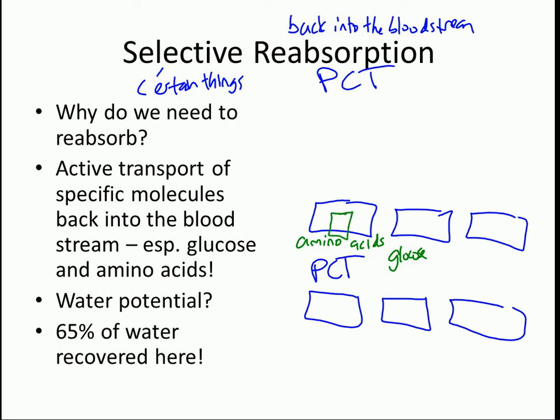So we're going to go through some sort of protein, and we're going to use ATP to do that. Right, use ATP. This one uses ATP. And so the glucose and the amino acids will get pumped by active transport from the inside of the PCT into the wall of the PCT, and eventually they'll go back into the blood.